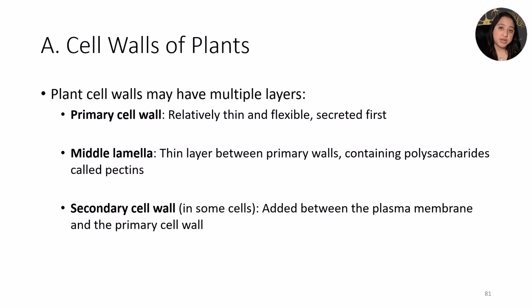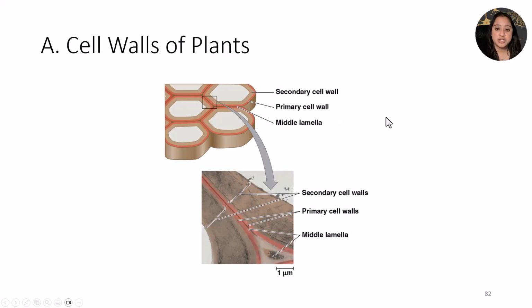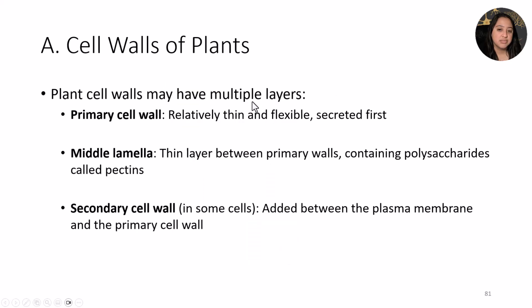So the primary cell wall, let me show a picture really quick. The one that's outermost, shown in pink. The primary cell wall is relatively thin and flexible, and that's what's secreted first to the outside of the cell. And then there's another layer called the middle lamella. This is a thin layer between primary walls containing polysaccharides called pectins. And then in some cells, there's a secondary cell wall, and this is added between the plasma membrane and the primary cell wall.